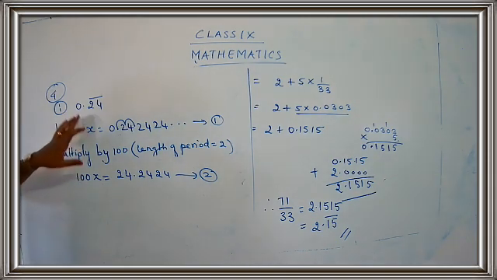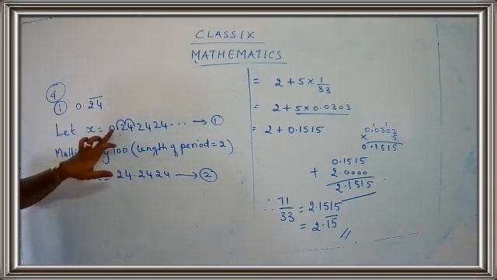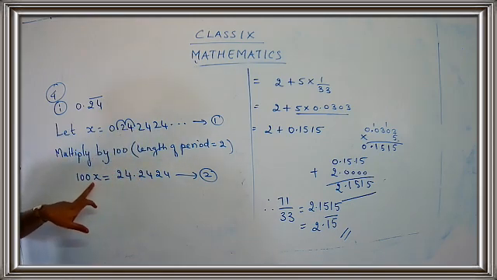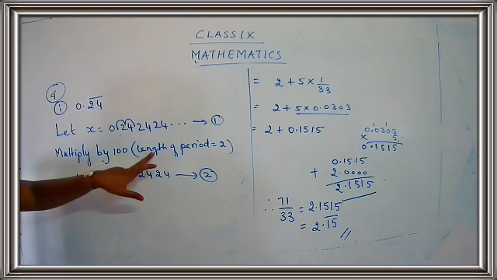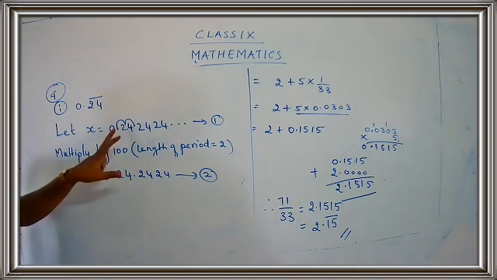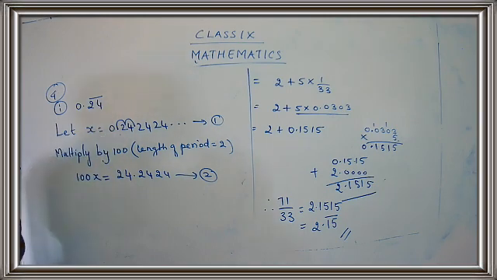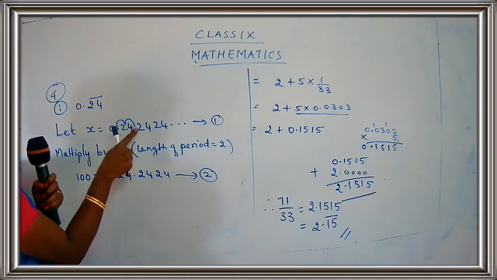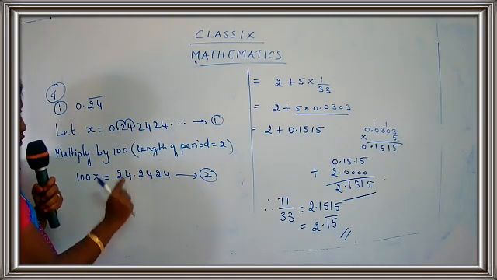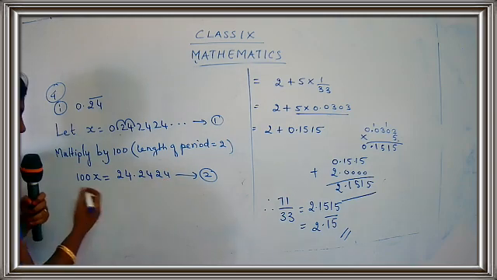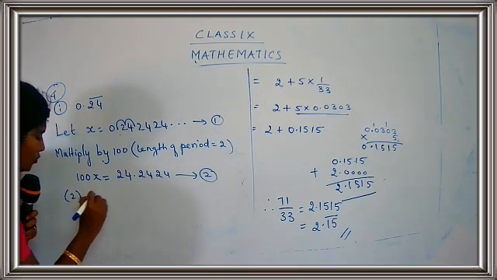The first one I took x is equal to 0.242424. I multiply by 100. Why am I multiplying by 100? Because the length of the period is 2. So when I multiply by 100, the decimal point will shift 2 places to the right. So 1, 2. It comes this side after 4. So 24 point, and what is left here is 2424.